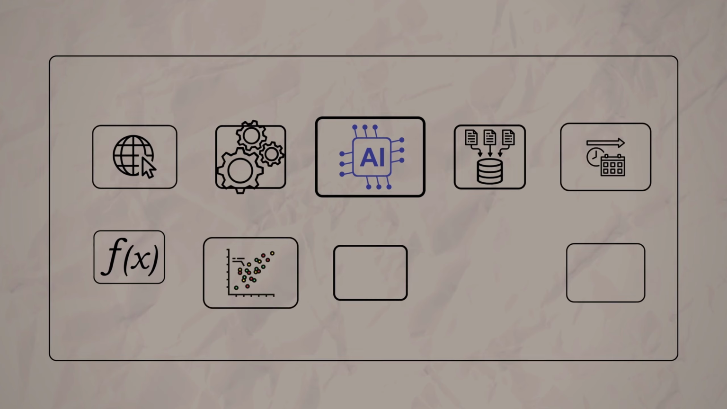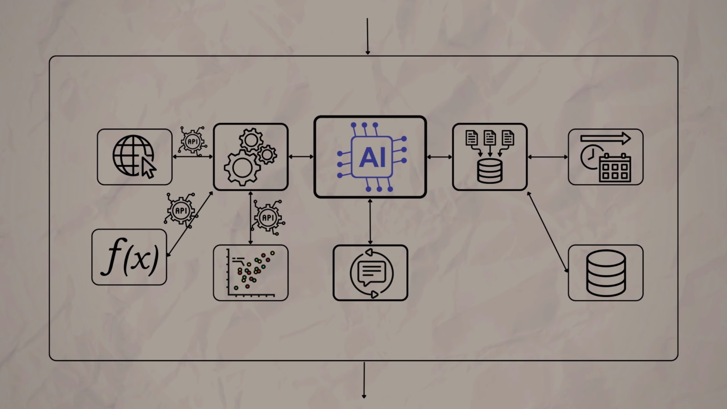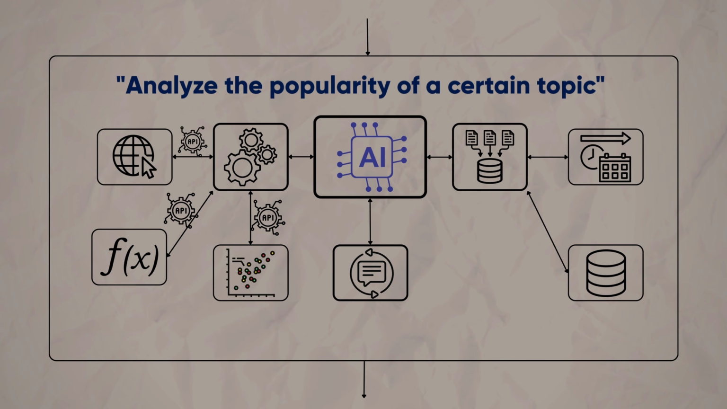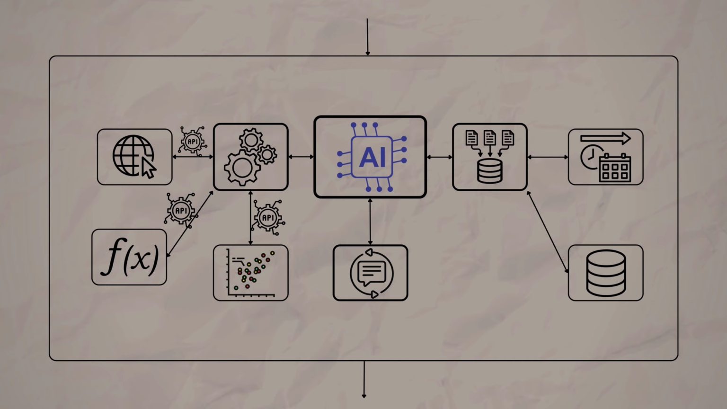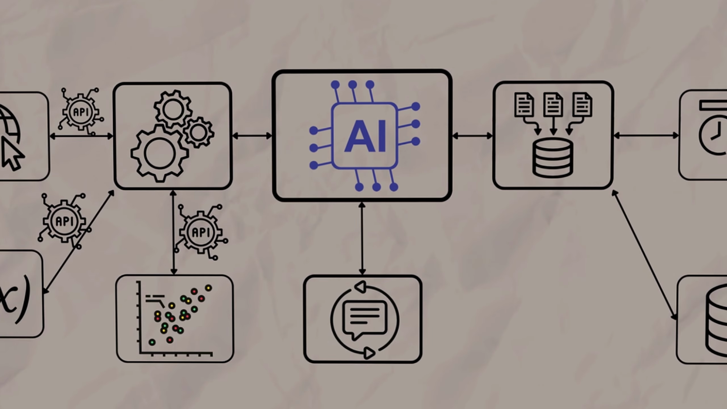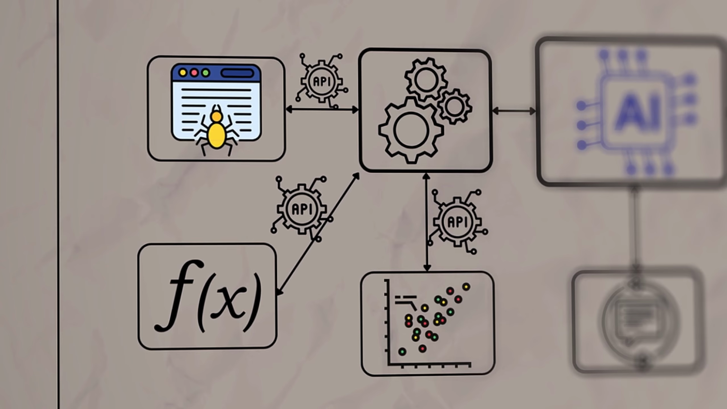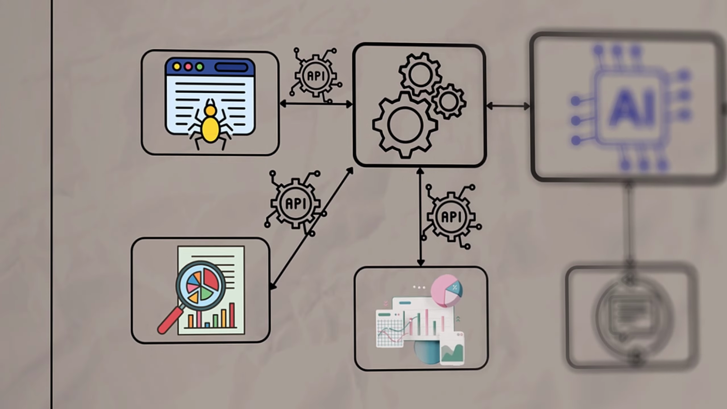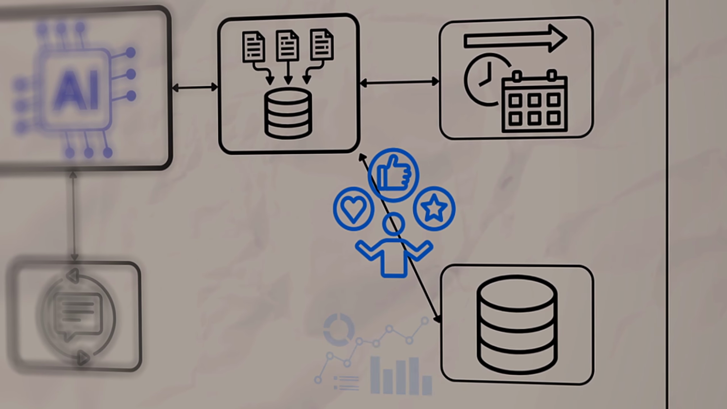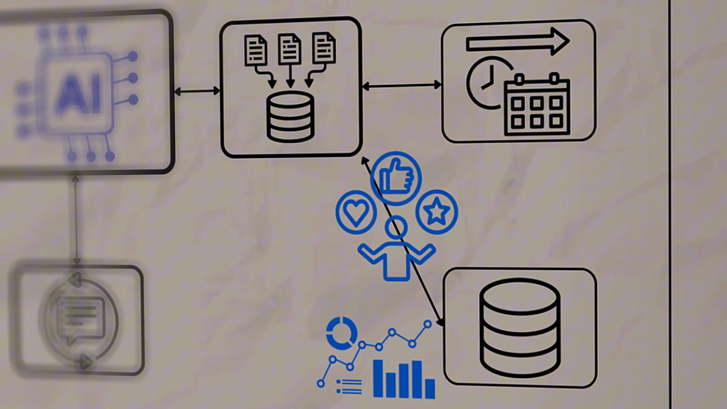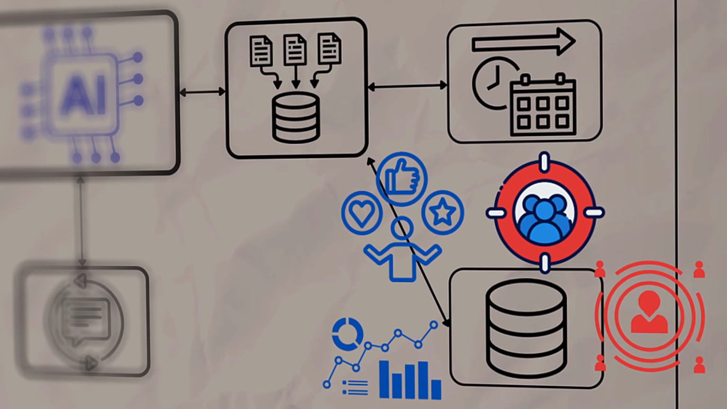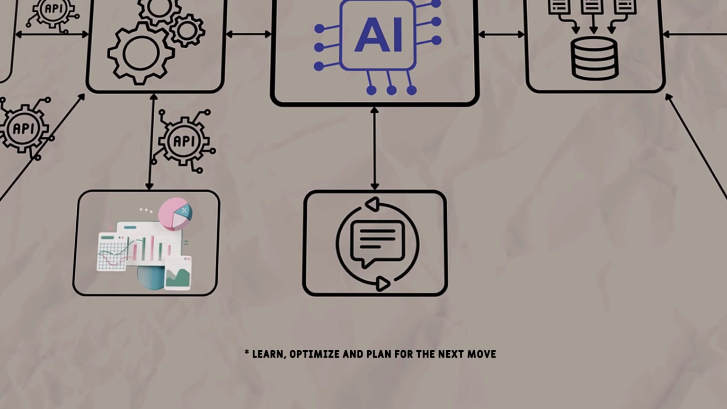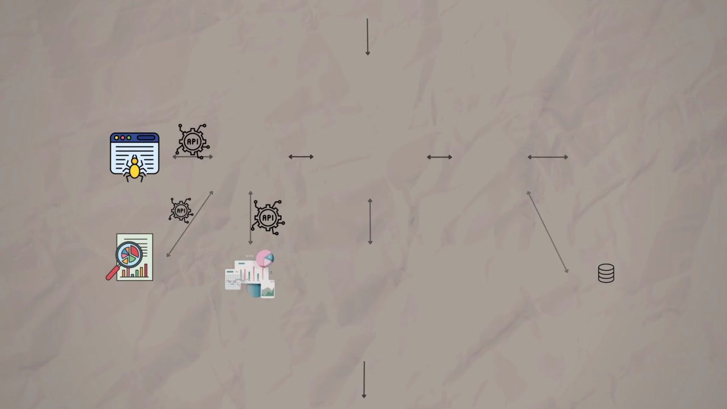Let's say you have an AI agent specifically designed to track social media trends. When you make a request like keep me updated on recent tech news or analyze the popularity of certain topics, the AI agent immediately understands and starts working. It uses web crawlers to gather information, analytics software to process data, and visualization tools that create reports. All the accumulated experience, historical data on various topics, audience profiles, influence analysis gets stored in a database. When you receive the report, you provide feedback. The agent records the feedback to improve its future work.